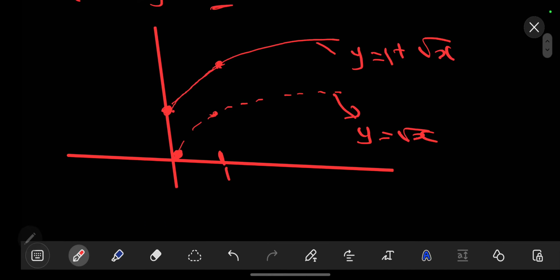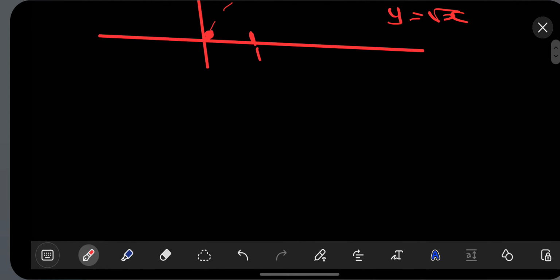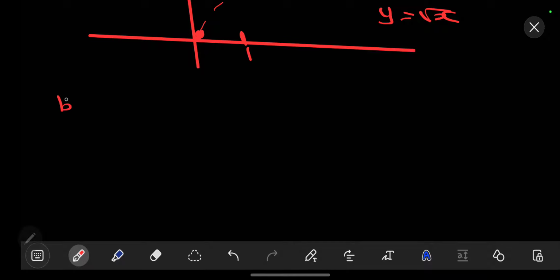We are going to be increasing how difficult the questions are. Let's look at question B. Our question B says that we have y equal to the square root of x plus 1. So how do we graph this? As you can see, the 1 is inside the square root.